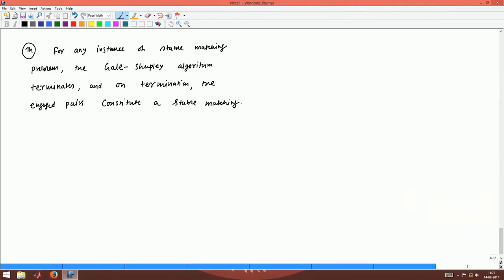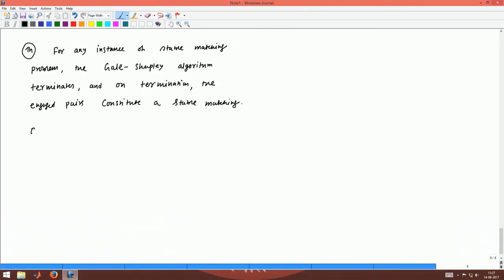The second part is that the set of engaged pairs that you return at the end of the algorithm will form a stable matching. That means there is no blocking pair with respect to the matching that you get from the Gale-Shapley algorithm. Okay, so we will prove this theorem, and it is sort of the correctness proof of the Gale-Shapley algorithm, that it indeed returns a stable matching.